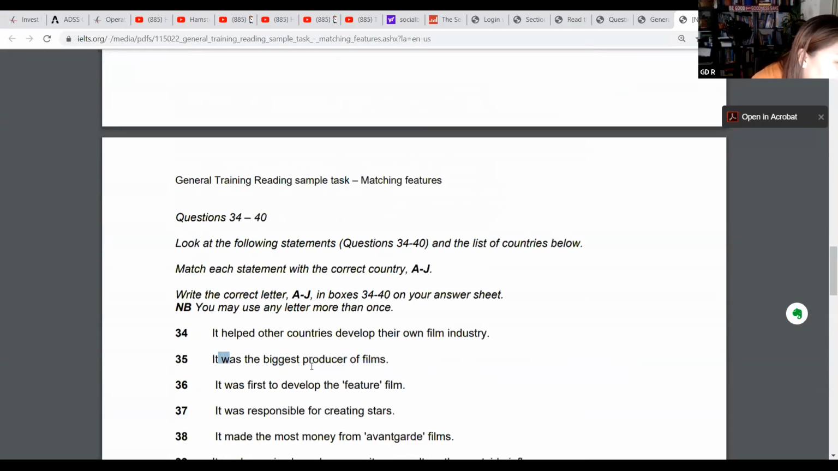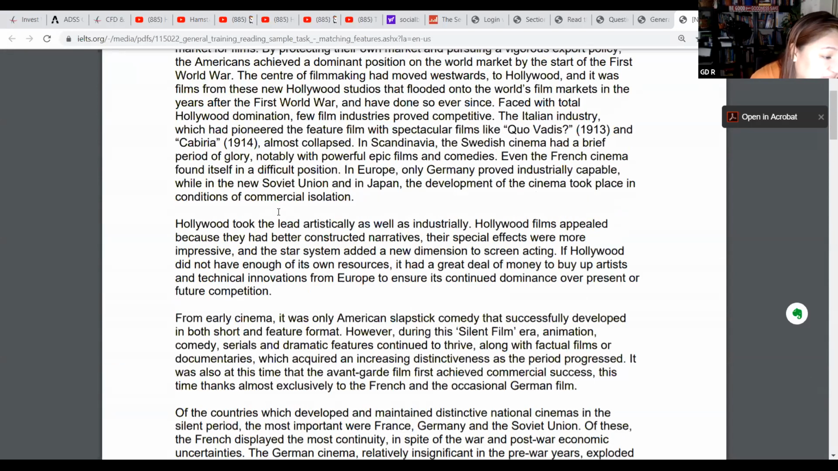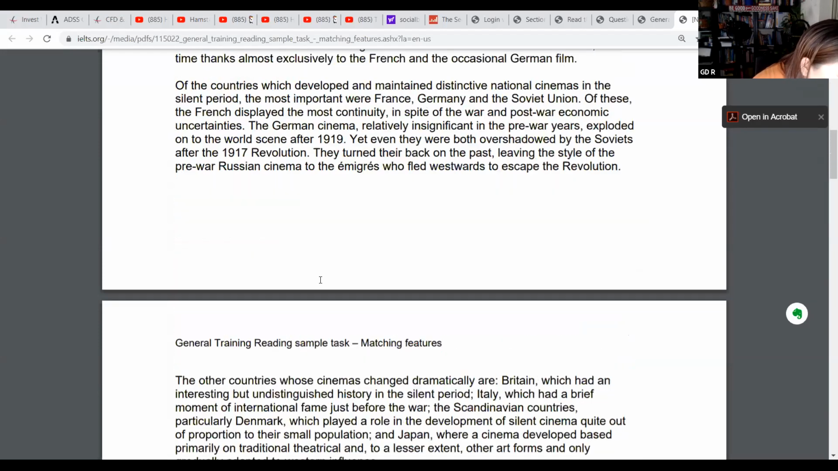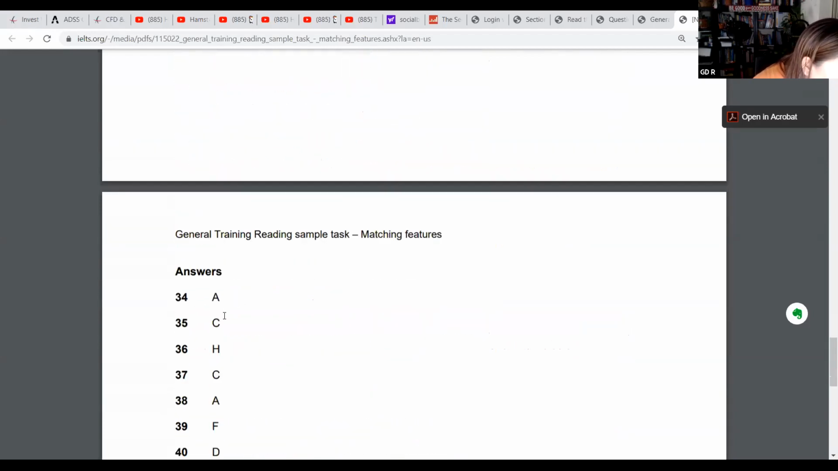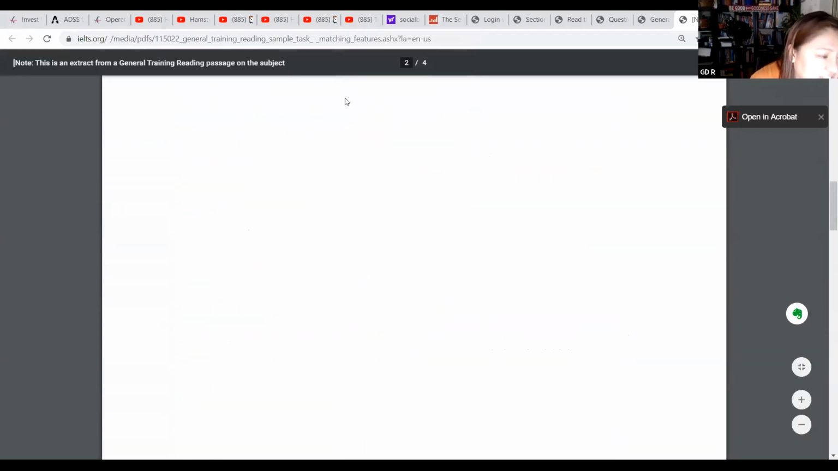So again, you can assume, class, since this is the second question, you can find the answer in the first or the second paragraph. Just, yeah, that could save you time. So just look. In the end, it was the US, the largest single market, so basically we can say it's the US, tama ba? So if it's the US, letter C. Letter C ang sagot. So try to answer this again on your own, class, as a practice.